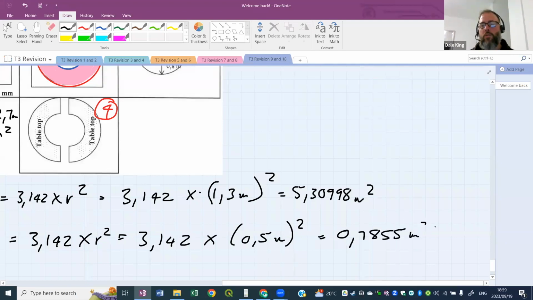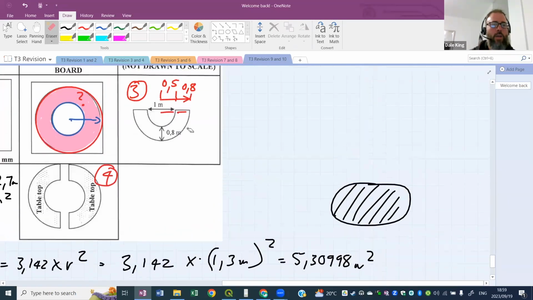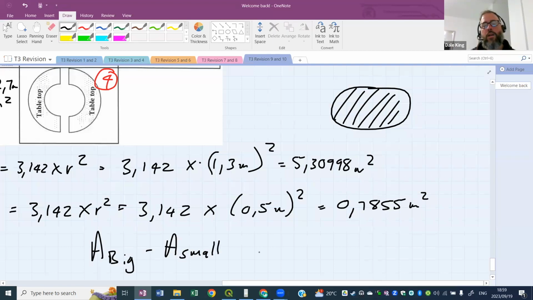0.7855 meters squared. Okay, so now this top number is for a whole circle, the big one, as if there wasn't a hole, and the small one at the bottom is for the little part in the middle. Okay, so what we've got to do is take this little one and cut it out of the big one. All right, and that'll give us that pink shape there. You happy with that? Yeah, so you're going to minus the small circle from the big circle. So the area of the big one minus the area of the small one. Stay with me, guys. Okay.